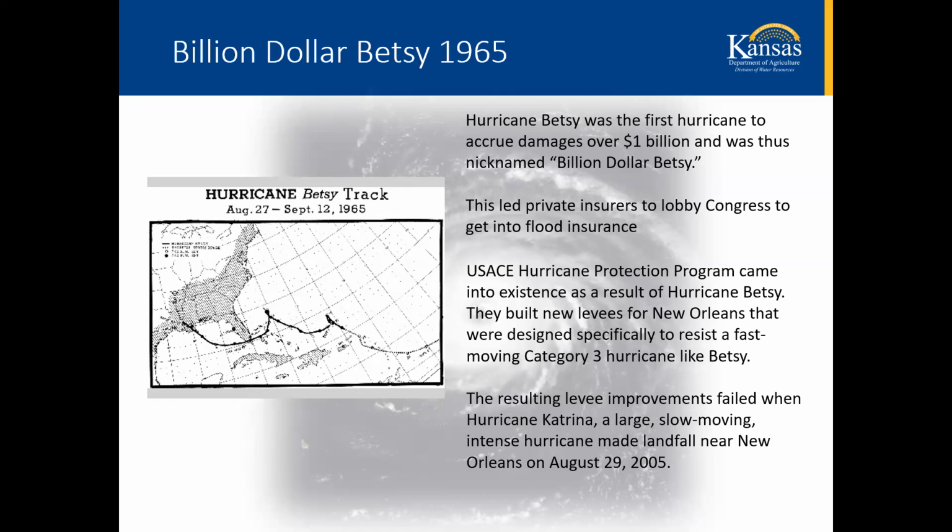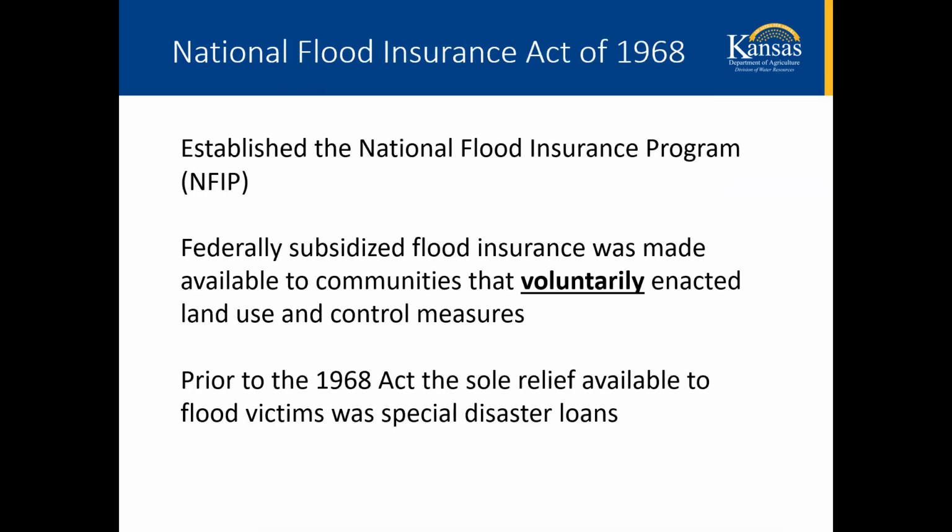And following this, they also built new levees in New Orleans that were designed to resist a Category 3 hurricane like Betsy. However, those improvements failed during Hurricane Katrina in 2005, which was a Category 5 that made landfall near New Orleans that year in August.